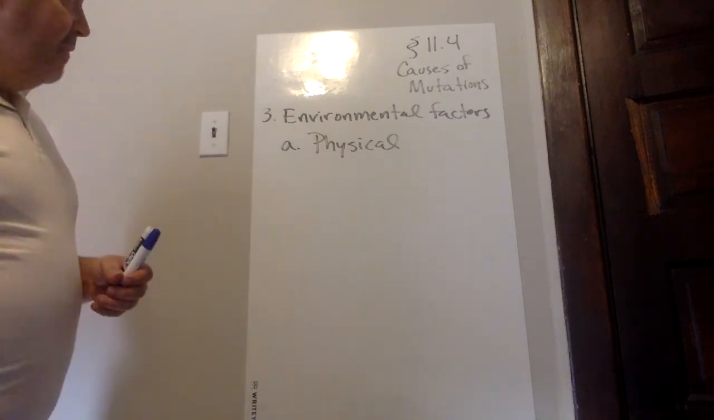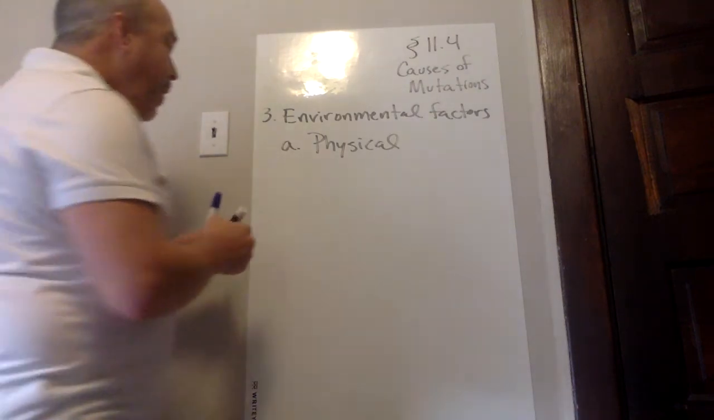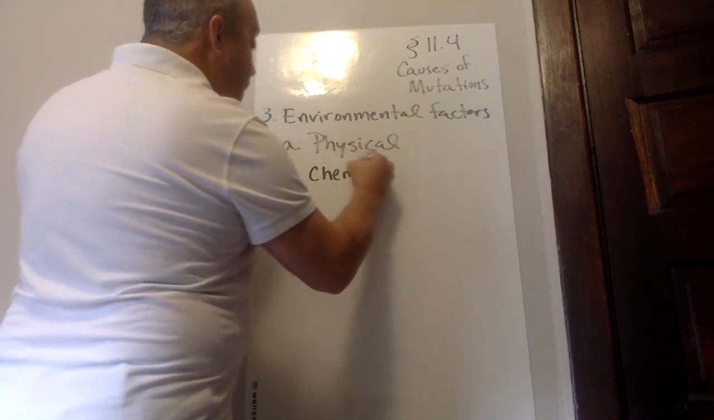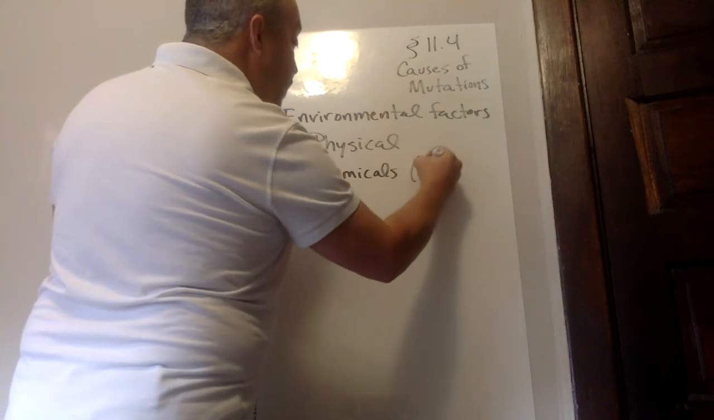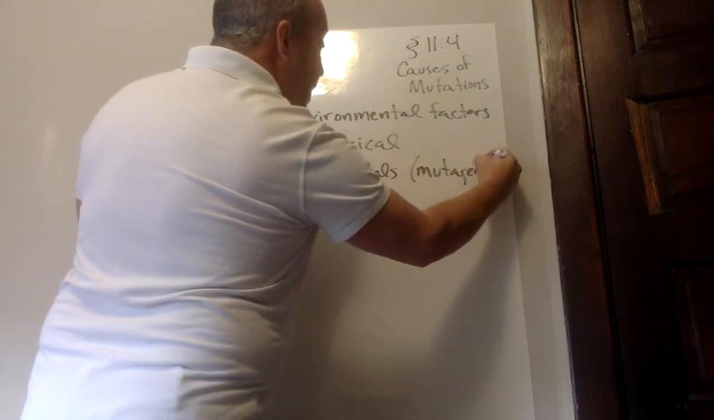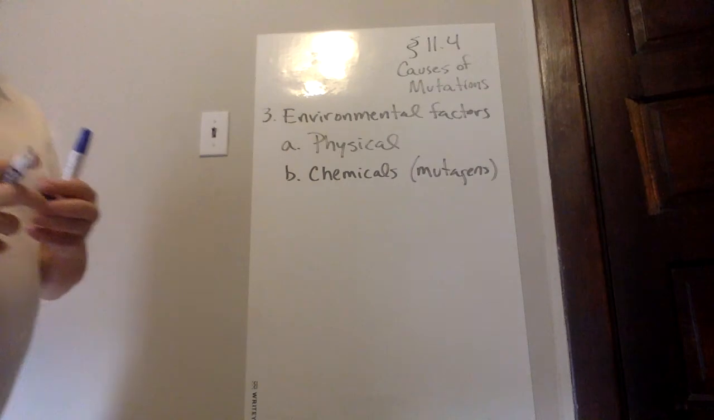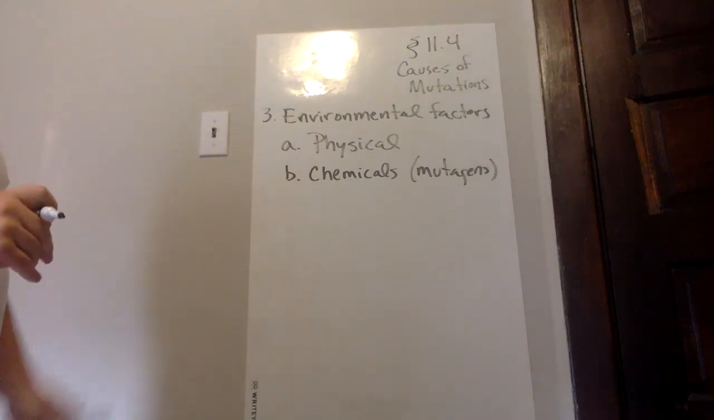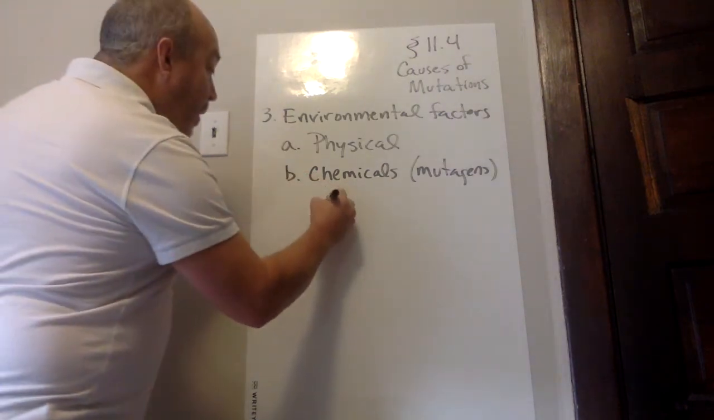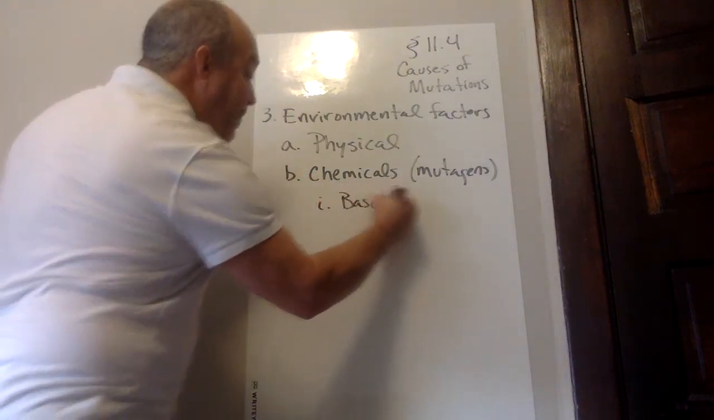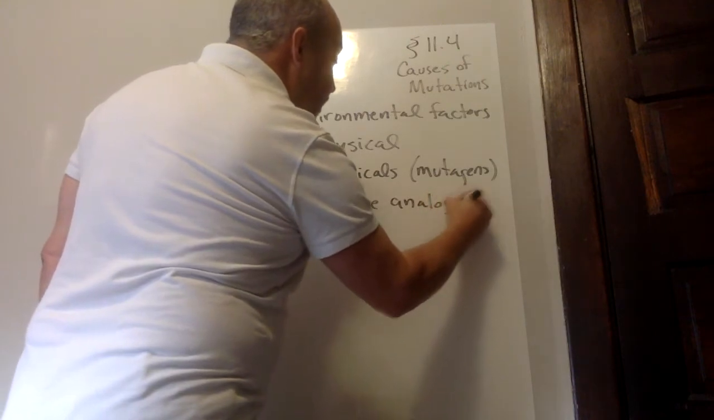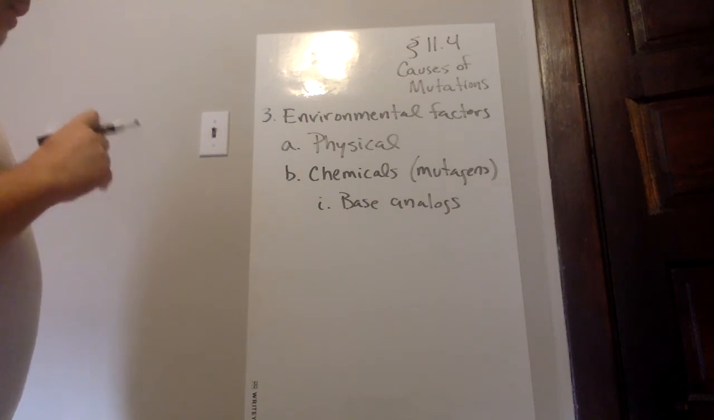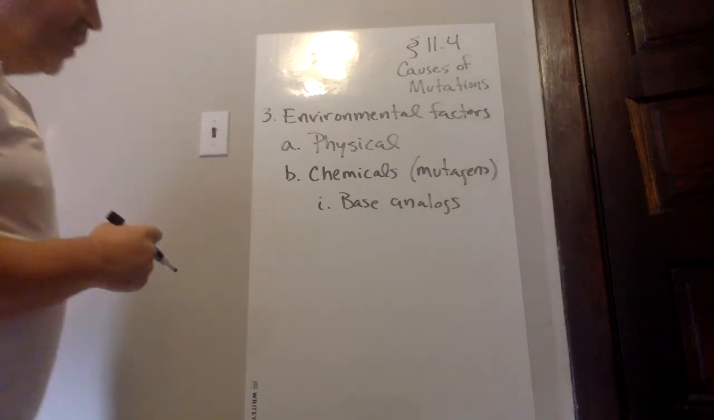All right, I said environmental factors can be physical or they can be chemical. And chemical ones are called mutagens. They're called mutagens because they can cause mutations. There's a couple ways that they can do that. One of them is called base analogs. So if you treat some of these nucleotides with a chemical, they will change their structure.